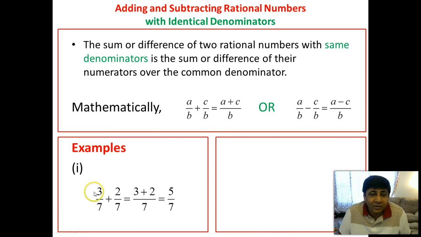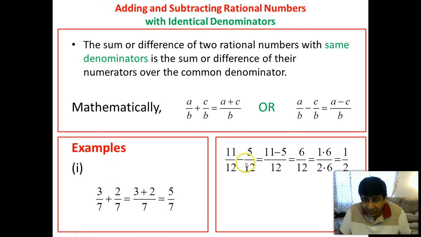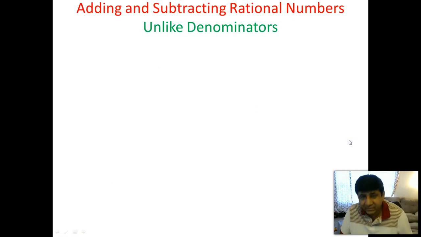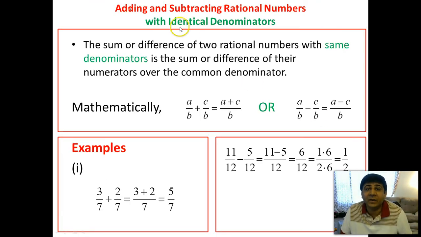For example, if you are adding 3 over 7 plus 2 over 7, since it's the same denominator, it will make our life a lot easier. Just put the same common denominator here and add the tops. That's your answer. Similarly, if you want to subtract, 11 over 12 minus 5 over 12, same denominator, use the same denominator and then subtract the tops, and that is your final answer right there. This was an easy case, as I said, identical denominators.